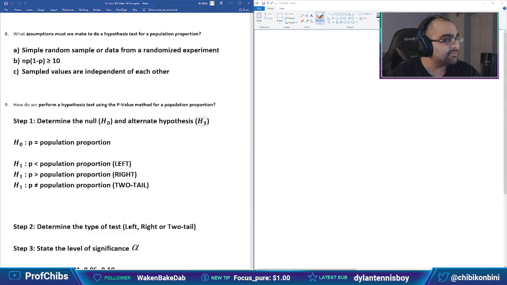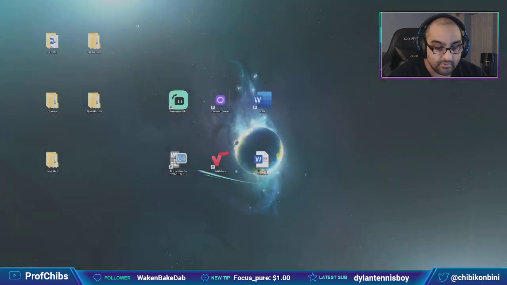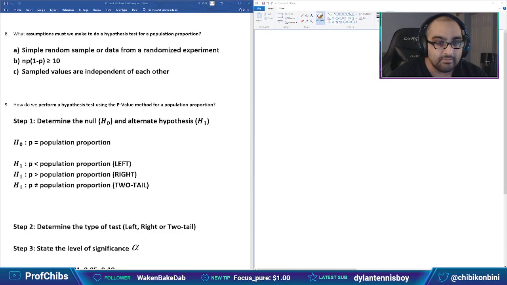What assumptions must we make to do a hypothesis test for a population proportion? Okay, so if we're going to be able to do a hypothesis test with just a survey question, we have to follow certain rules in order to do so. That way we qualify for doing a hypothesis test here. All right, so let's look at letter A. Letter A says that we have to use a simple random sample or data from a randomized experiment.